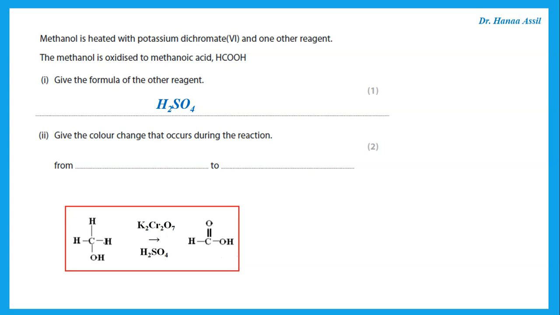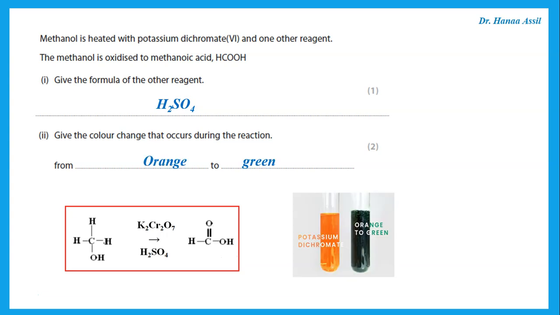Now, when we oxidize alcohol to acid using potassium dichromate, what is the color change that occurs? You should realize that potassium dichromate is originally orange, and when it reacts, it changes to green.